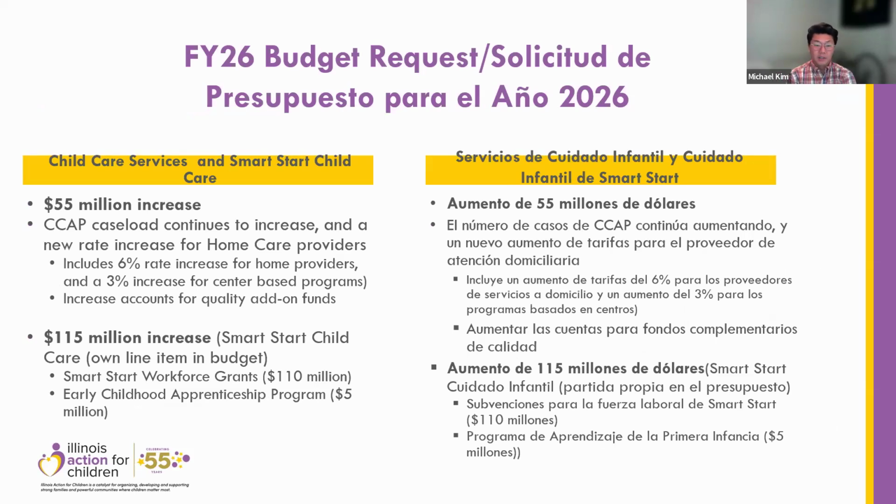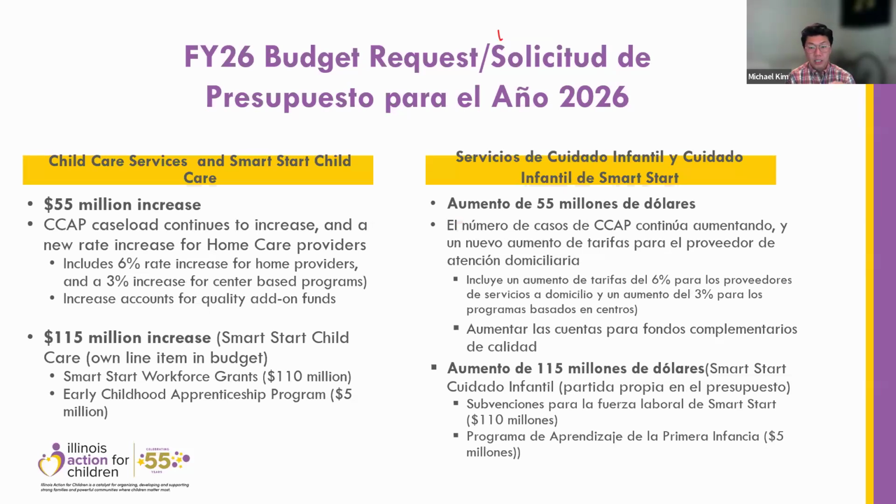As many of you know, each year, Illinois Action for Children, along with our partners, makes a big push for increased funding for early education and care programs across Illinois. This year is no different. The following are some of the numbers and increases that we're advocating for in Springfield for our spring 2025 session. As you can see, there are two separate line items here.